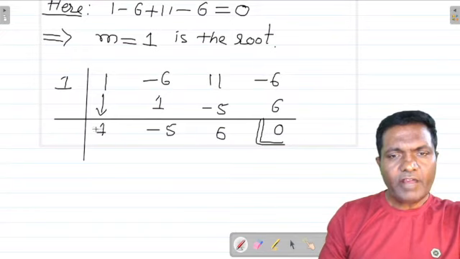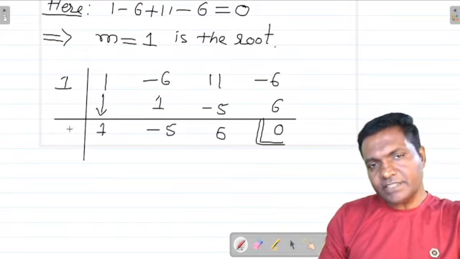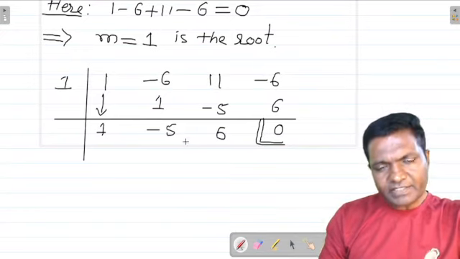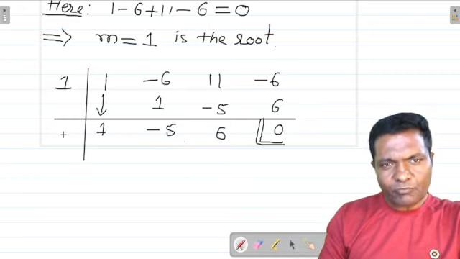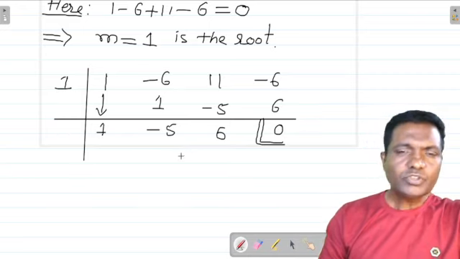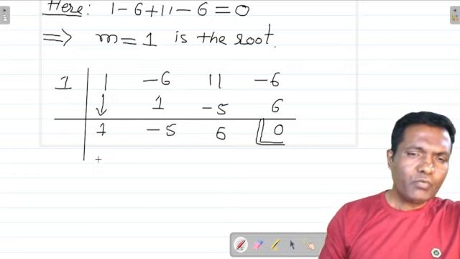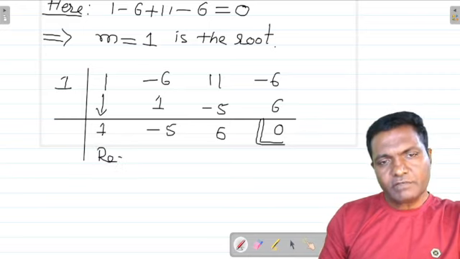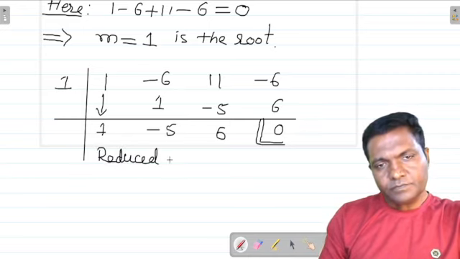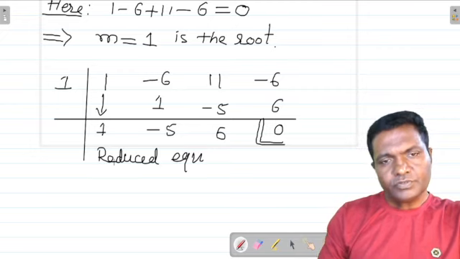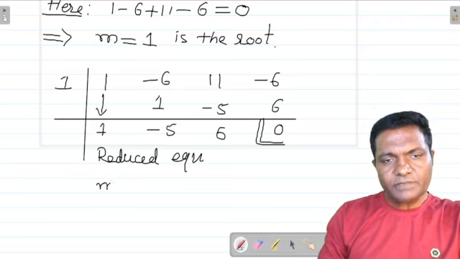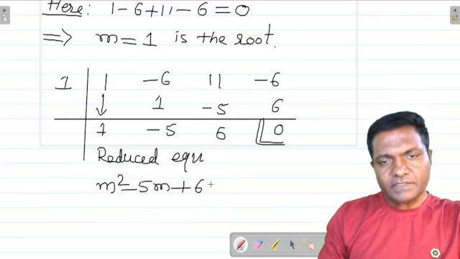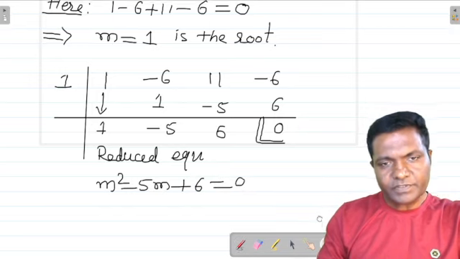Now if we add the coefficients of these numbers, again if you get 0, then again take 1 one more time. Here the addition is not 0. So now you need to write the reduced equation. Reduce the degree by 1 and taking these as the coefficients, write the new equation: m square minus 5m plus 6 equal to 0.